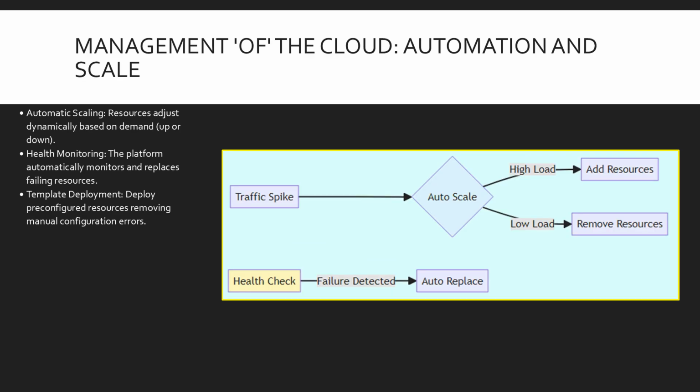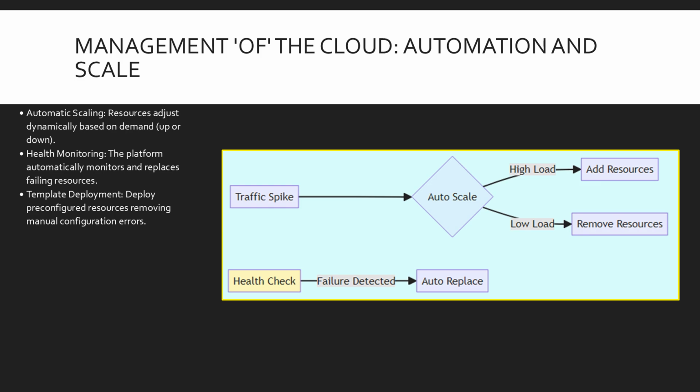Let's dive deeper into management of the cloud. One of the primary benefits here is automatic scaling. You can configure resources to scale out when demand increases and scale back in when it drops, ensuring you only pay for what you use. Furthermore, the cloud offers built-in health monitoring. If a resource fails, the system can automatically detect the failure and replace the resource, maintaining uptime. Finally, you can deploy resources based on pre-configured templates. This removes the need for manual configuration every time you need a new server, ensuring consistency and speed.